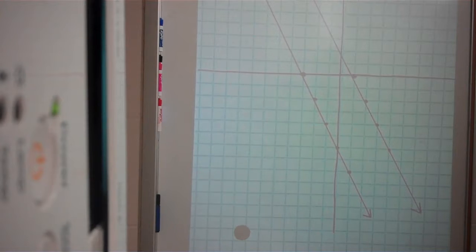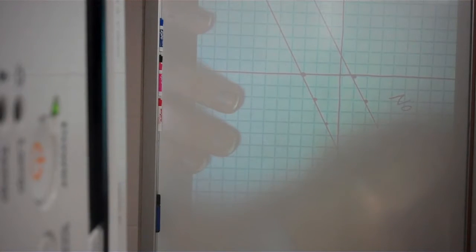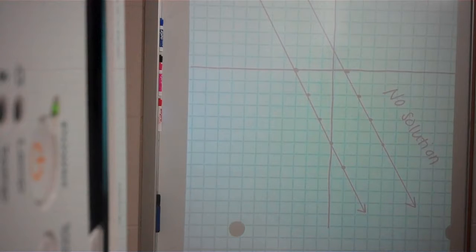Now, if they don't ever touch, what's the solution? There is no solution. So for number 2, there is no solution because there is no point that makes both of those equations true at the same time. There is no solution because they do not intersect.